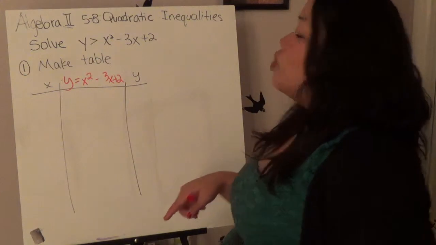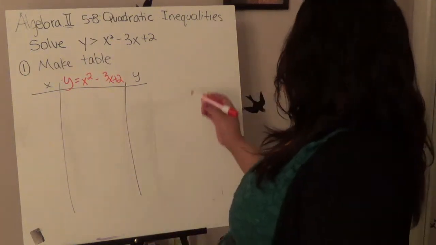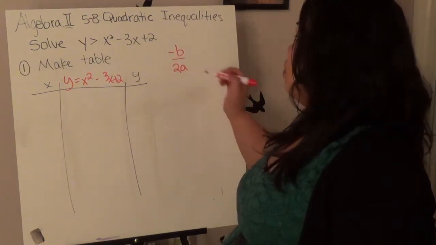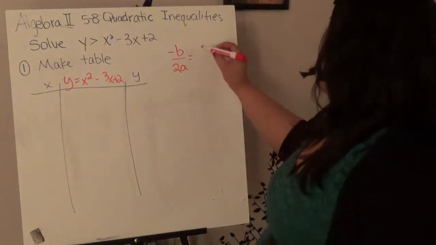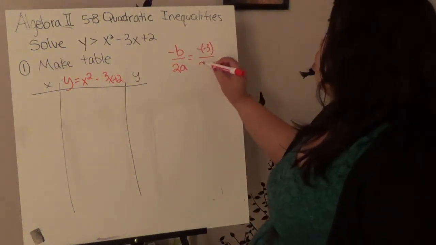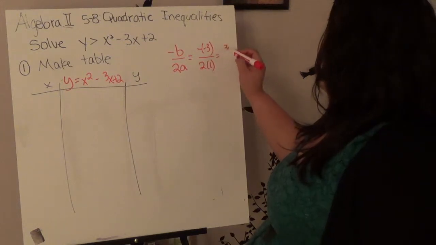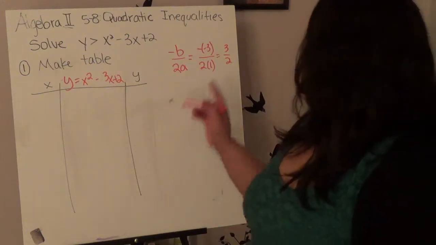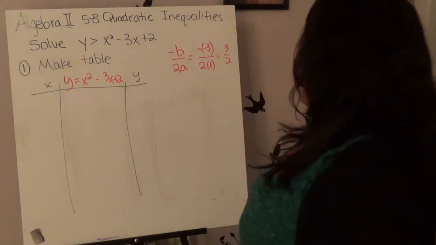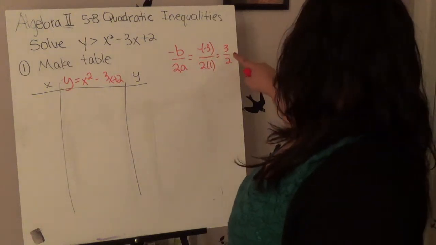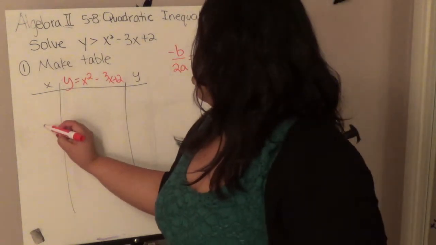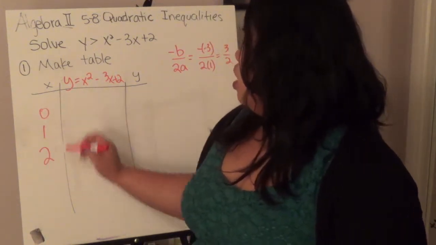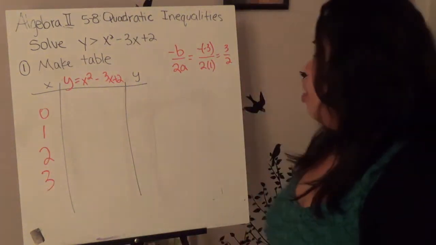So the first thing we're going to do is find the x-coordinate of the vertex. The equation is negative b over 2a, if you remember. So my b is negative 3, so negative negative 3 over 2 times 1 gives me 3 over 2, which is 1.5. So the two numbers I'm going to choose before and after this are 1 and 2. I'm going to choose 0 and 3 here, so I have all the points.